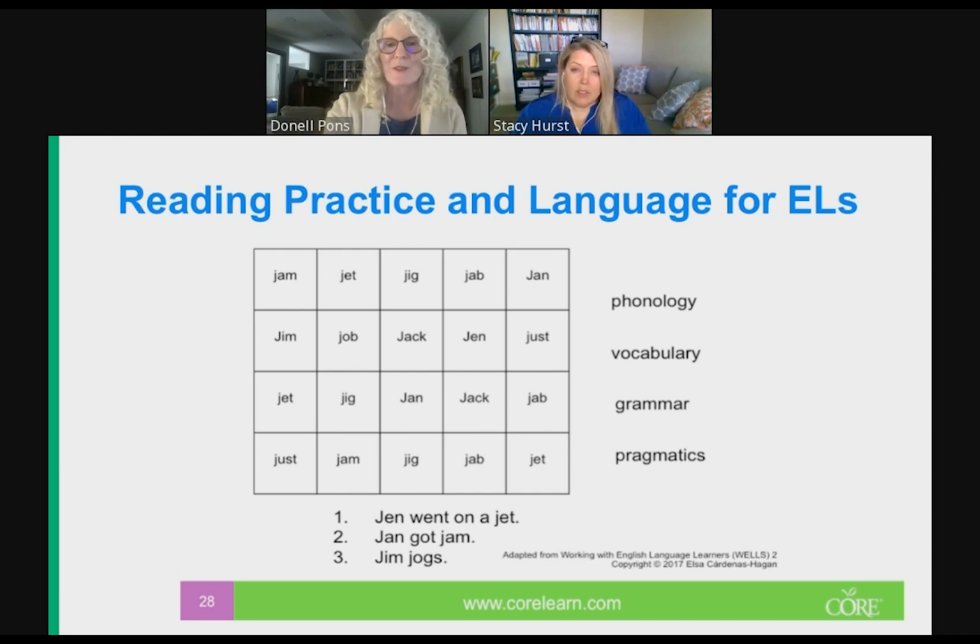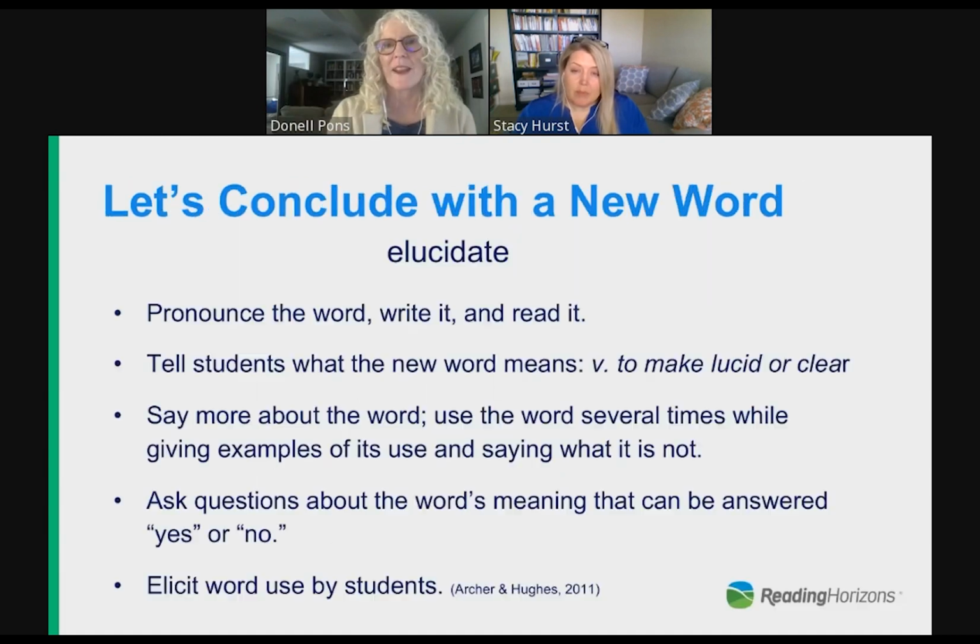And then the activity could be taking turns reading the sentence. Then you can go for meaning, what that might mean. That sentence, Jen went on a jet. We could talk about what's the context that we might need. What jet? Why is she going on a jet? So just all of the ways that you can start with the words and move to meaning.